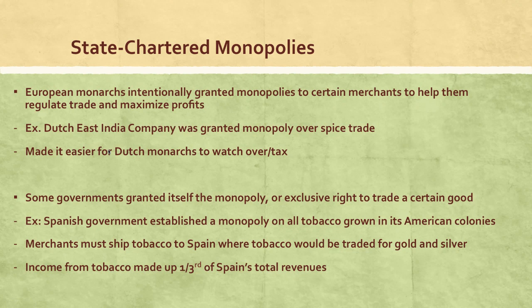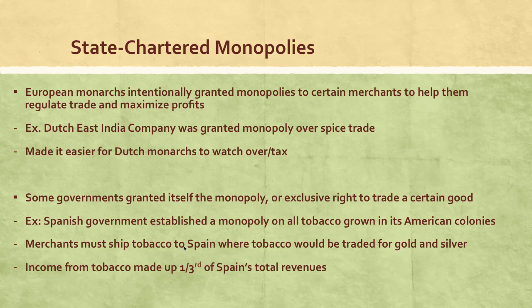The Spanish and the Portuguese, they didn't use joint stock companies. So how did they make a lot of wealth out of this? The Spanish government directly controlled the economy. They directly controlled trade, especially in certain goods. We don't think about tobacco when we think about the Spanish, but tobacco was one of the major industries of the Spanish Empire in the New World.